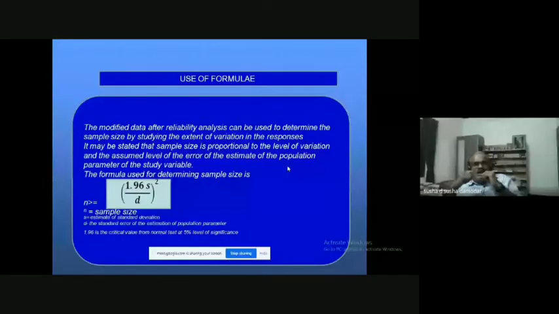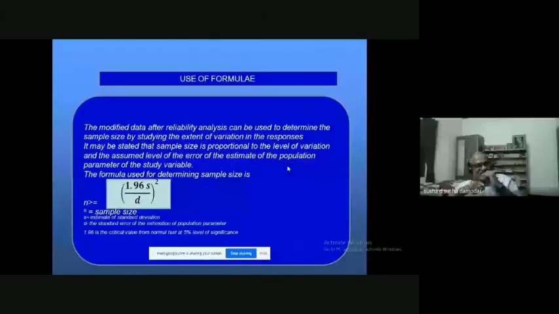When will we conduct the reliability? Reliability statistics can be calculated from intrinsic information in the pilot study and used to determine the sample size by studying the extent of variation in the response. In the sample study, we can have an idea about how much variation of data in the pilot study, or maybe the data in the sample study, or variation of some elements in the population. That is why we conduct the pilot study.